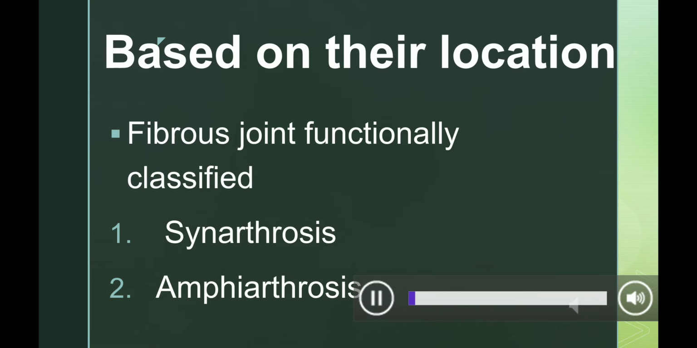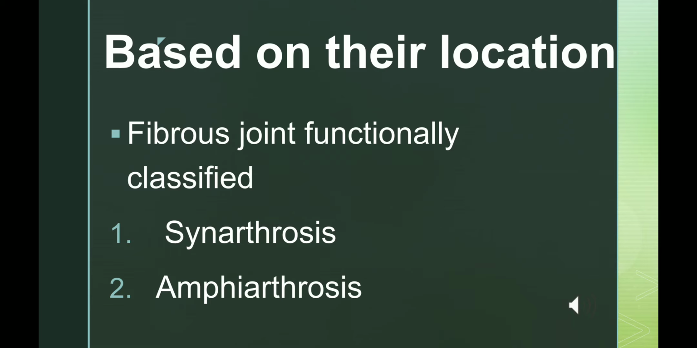So we have already classified joints structurally as fibrous joint, cartilaginous joint, and synovial joint. Now we will discuss the functional classification of these three joints. The first one is the fibrous joint. A fibrous joint is functionally classified as synarthrosis or amphiarthrosis. That is, fibrous joints are either synarthrosis, meaning they are immobile, or amphiarthrosis, meaning they are slightly mobile.